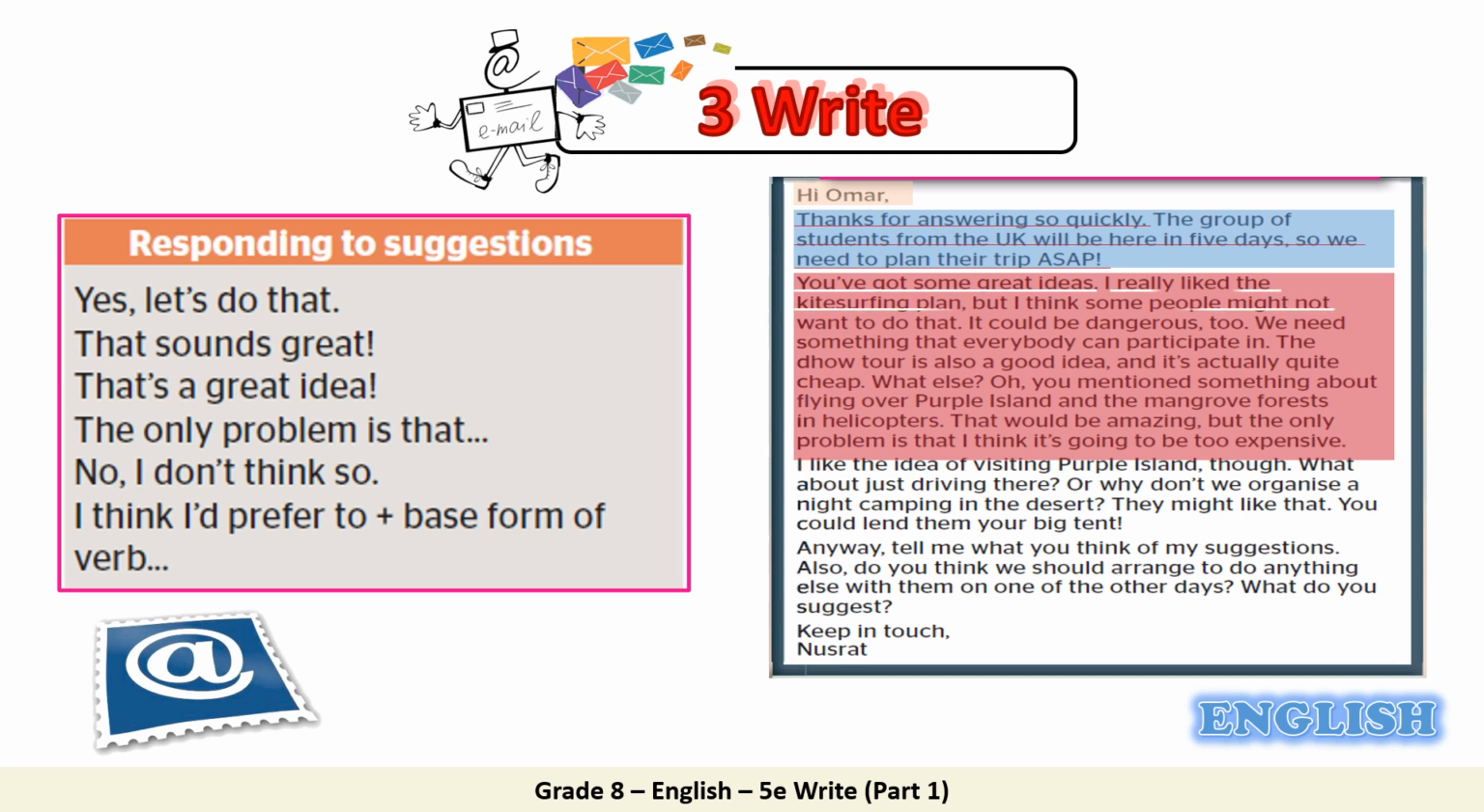For example, he says, I really liked the kite surfing plan, but I think some people might not want to do that. He also says, the Dow tour is also a good idea. Flying over Purple Island and mangrove forests in helicopters would be amazing, but the only problem is that I think it's going to be too expensive.